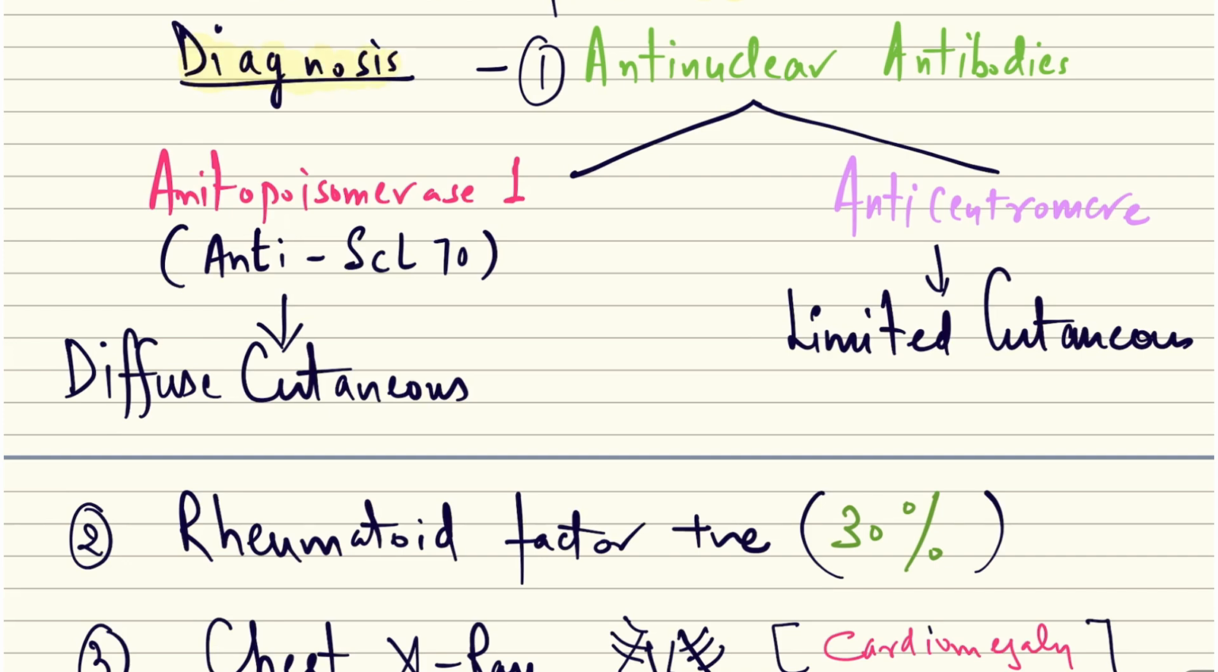We will do a blood test where we will find the anti-nuclear antibodies. We have 2 types of anti-nuclear antibodies: the anti-topoisomerase 1 antibody and the anti-centromere antibody. Anti-topoisomerase antibody is also called anti-scleroderma 70, and this is seen in diffuse cutaneous systemic sclerosis. Anti-centromere antibody is seen in limited cutaneous systemic sclerosis.